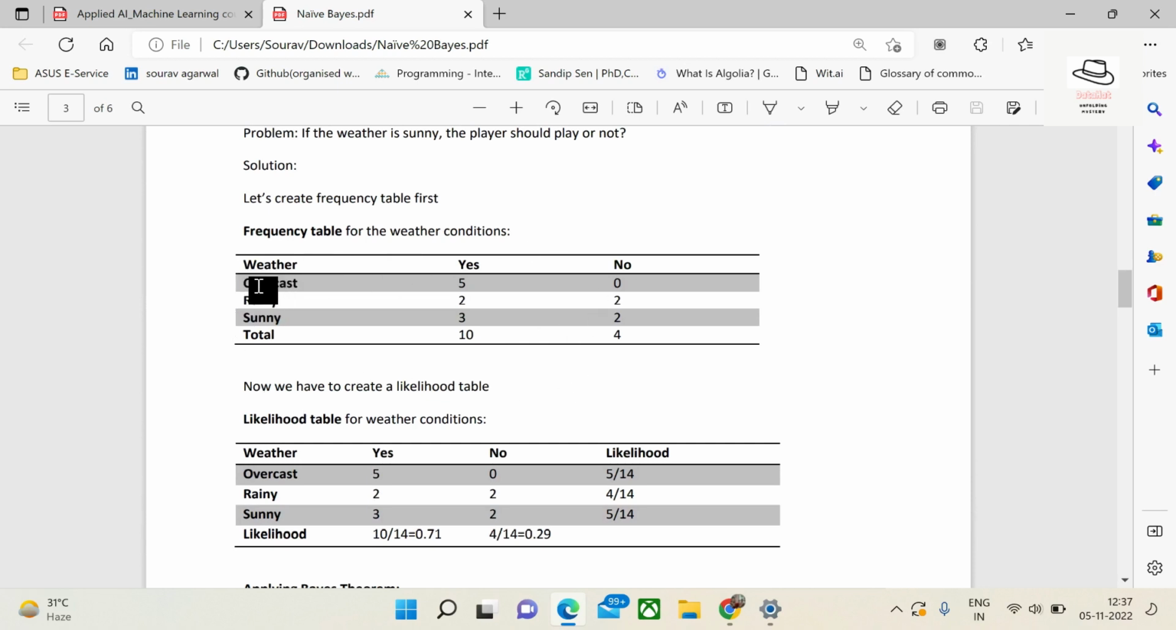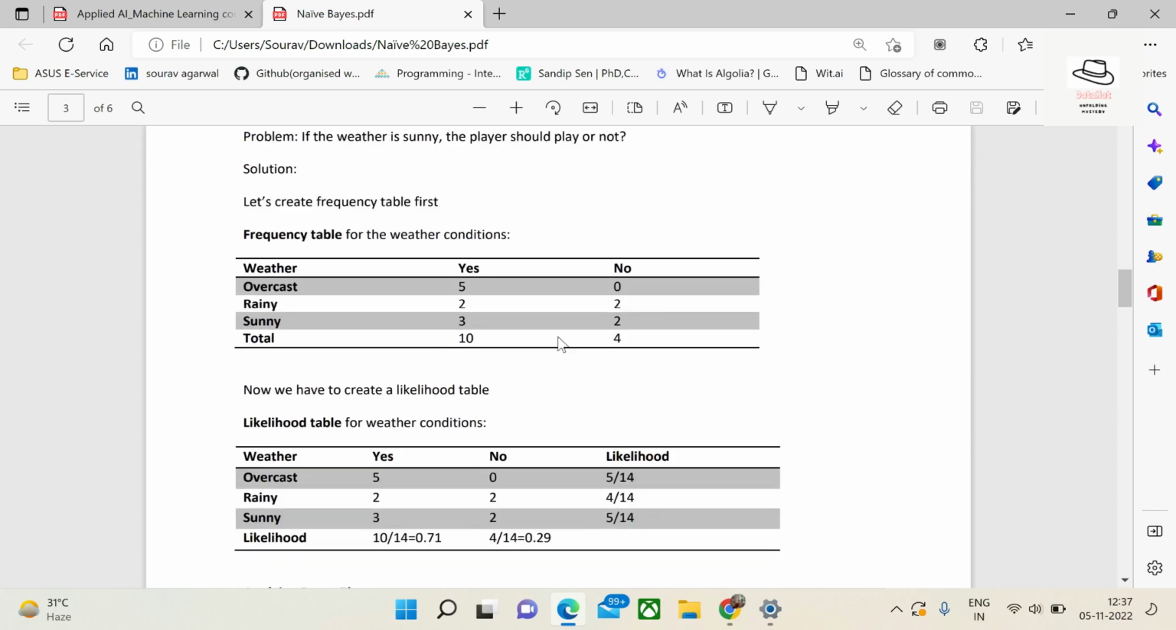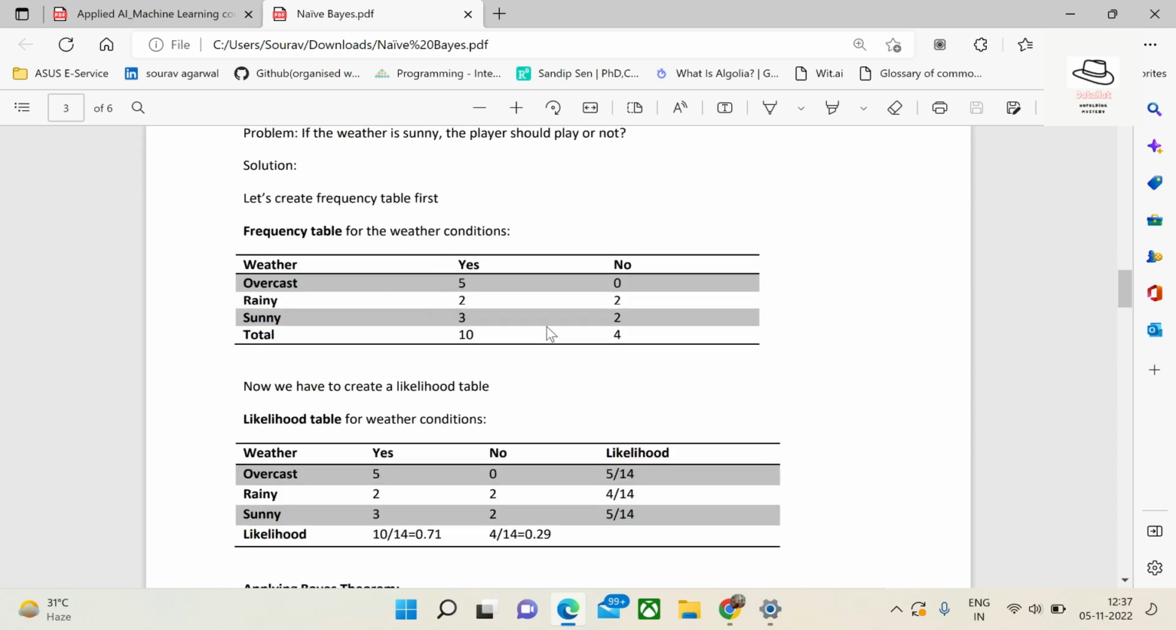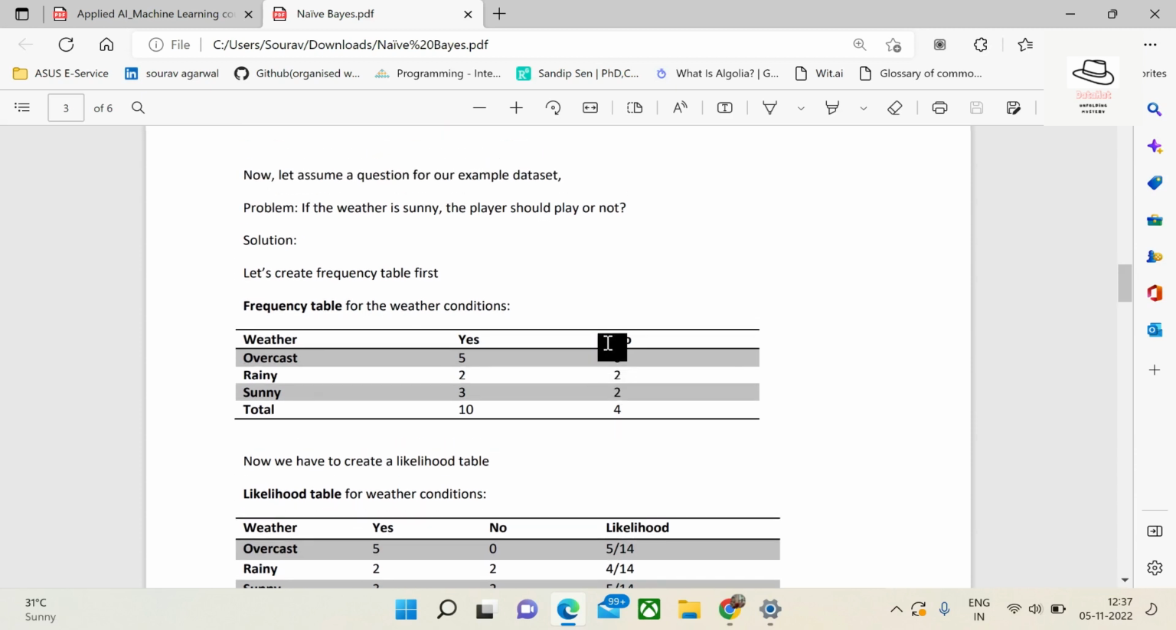This is our table of frequency. For overcast, we have 5 yes, 0 no's. Rainy, we have 2 yes, 2 no's. Sunny, we have 3 yes and 2 no's. The total of yes is 10, the total of no is 4.